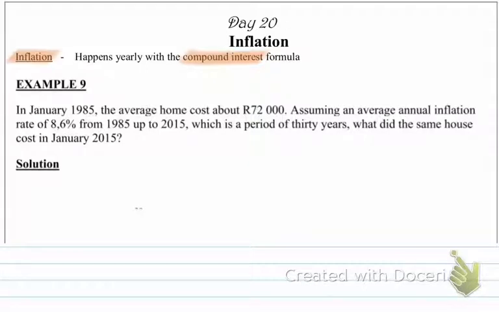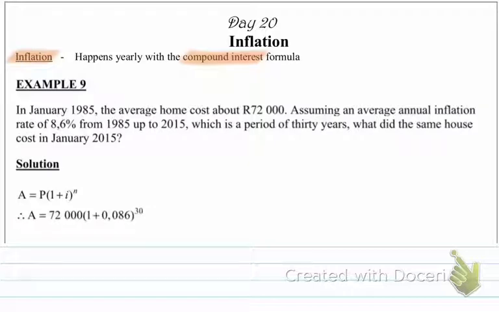In January 1985, the average home cost about $72,000. Assuming an average annual inflation rate of 8.6% from 1985 up to 2015, that is a period of 30 years, what did the same house cost in January 2015? Because we are working with inflation, I know I must use the compound interest formula. P will be the initial cost of the house, which is 72,000. I will be your inflation rate, which is 8.6%, and N will then be 30 years.